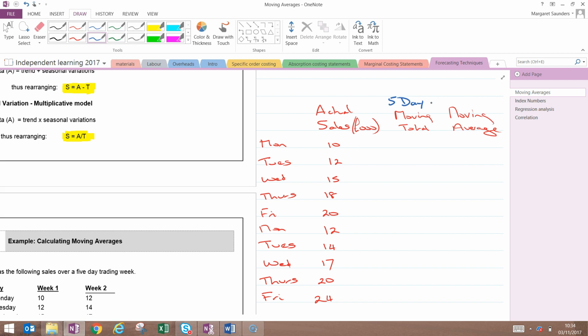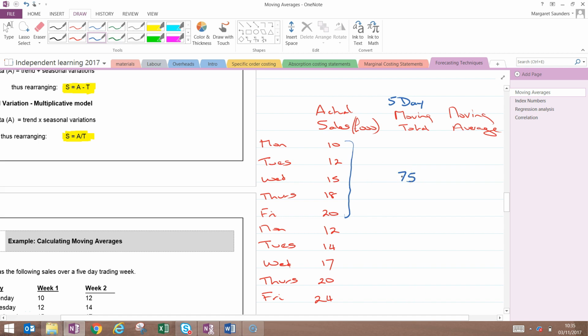So to calculate a 5-day moving total, we take the first 5 days of sales. So that is Monday through to Friday. And we add those 5 pieces of data together. And it comes to 75. So that's our moving total. Now we write it against the midpoint of our 5 days. So between Monday and Friday, the middle day is Wednesday. So we've written it against the Wednesday.